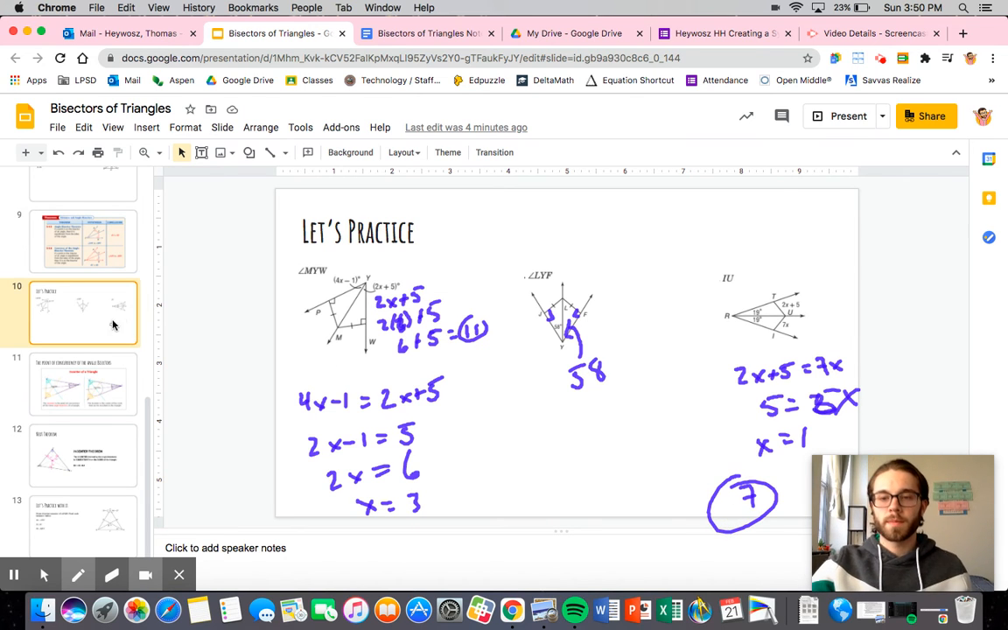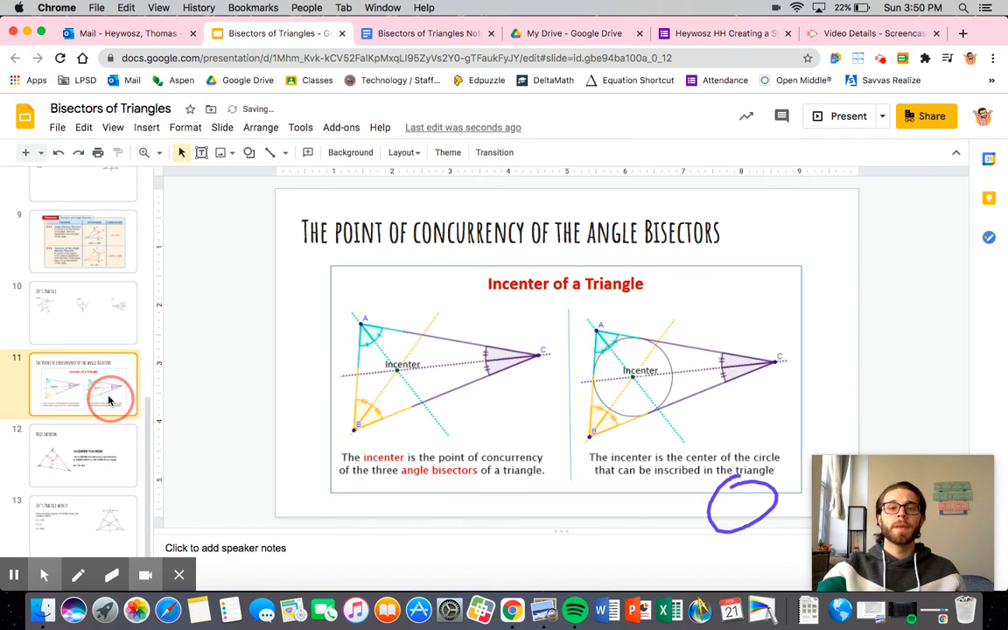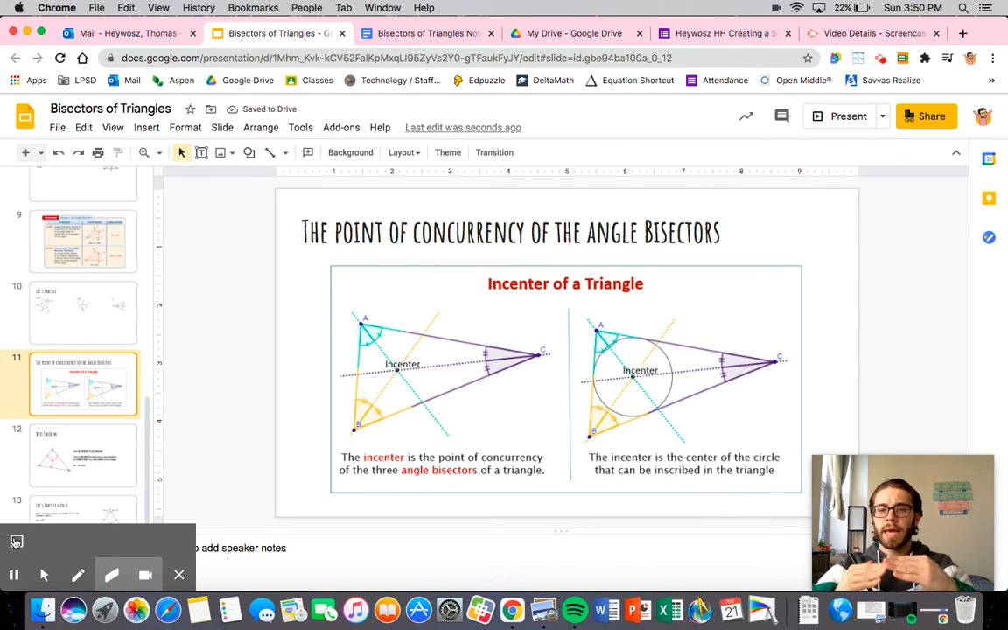Okay. So again, when in doubt, what are you doing? Set them equal to each other. Now, again, looking at the point of concurrency, if you draw all three angle bisectors, they will meet at a point, and it is called the InCenter. Okay, this one is the InCenter.